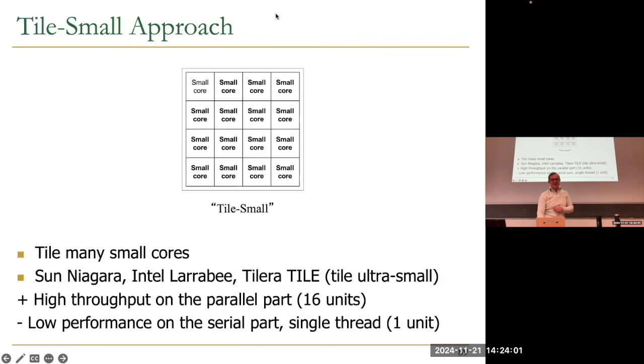So basically, if you look at this, there's high throughput on the parallel part. If you're parallel, you get 16 units, right, that is working for you. But unfortunately, on the serial part, you get a single thread working on a small core, so you get 1 unit of performance. So your parallel part performance is high, but your single core performance is 50%, right?